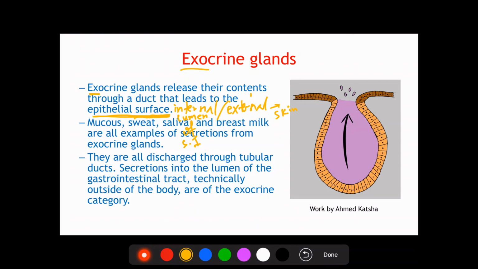And how does it usually do this? Because it has a duct. So a group of cells, as you can see here, are secreting into a duct, and this duct will take these secretions to the surface. Okay, so that's an exocrine gland. Again, a group of cells secreting into a duct, and this duct takes the secretion to a surface, whether internal or external, it doesn't matter. So these are the exocrine glands.